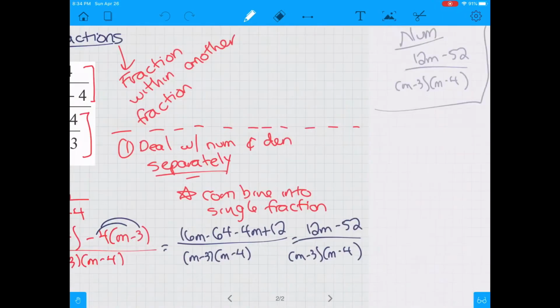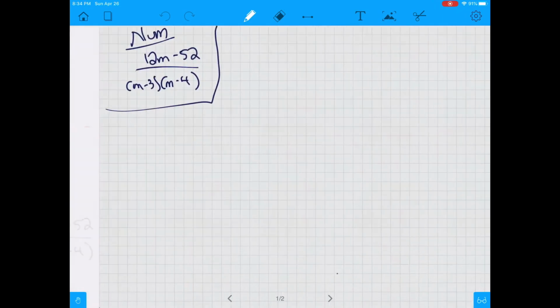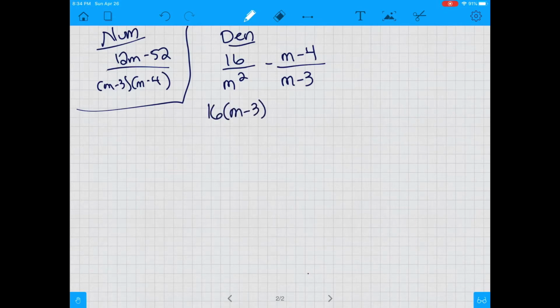So if we go back and we take a look, my denominator now, this 16 over m squared minus m minus 4 over m minus 3. I'm going to do the same exact thing. I'm going to take my denominator here and combine this into one single fraction. So again, you notice the first fraction is missing the m minus 3.